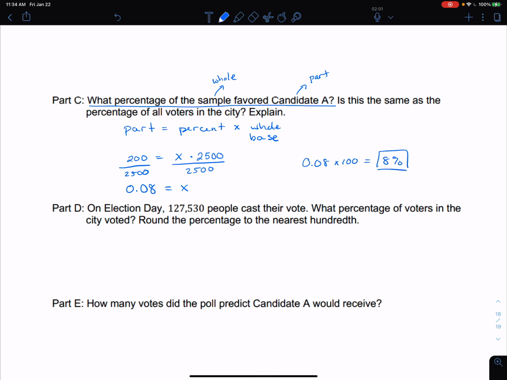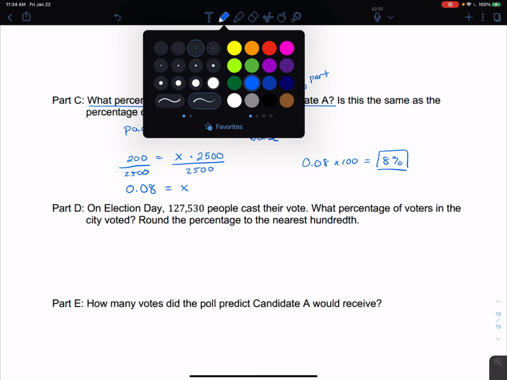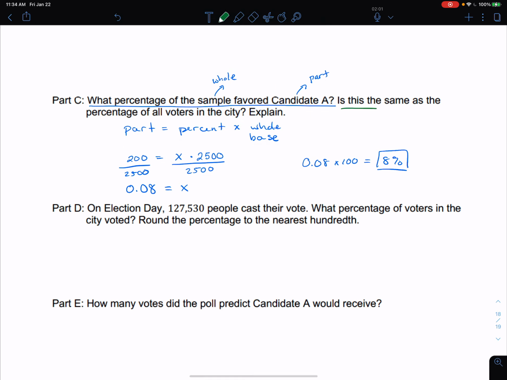Now if we think about that next question, is this the same as the percentage of all voters in the city? Our answer is no. And it's because the sample is only one part of the total population.